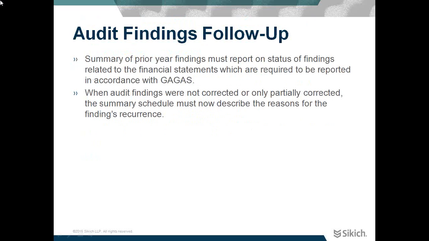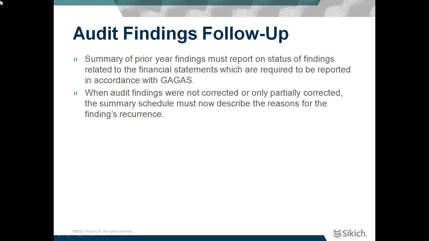Audit findings and follow-up. Summary of the prior year audit findings. You now must report on the status of findings related to the financial statements, which are required to be reported in accordance with generally accepted government auditing standards. What this means is that previously you were not required to report on the status of prior year findings for your financial findings, internal control over financial reporting or compliance that didn't pertain to the A-133 or federal compliance requirements. It was not required to be in the status of prior year findings, and now it is.